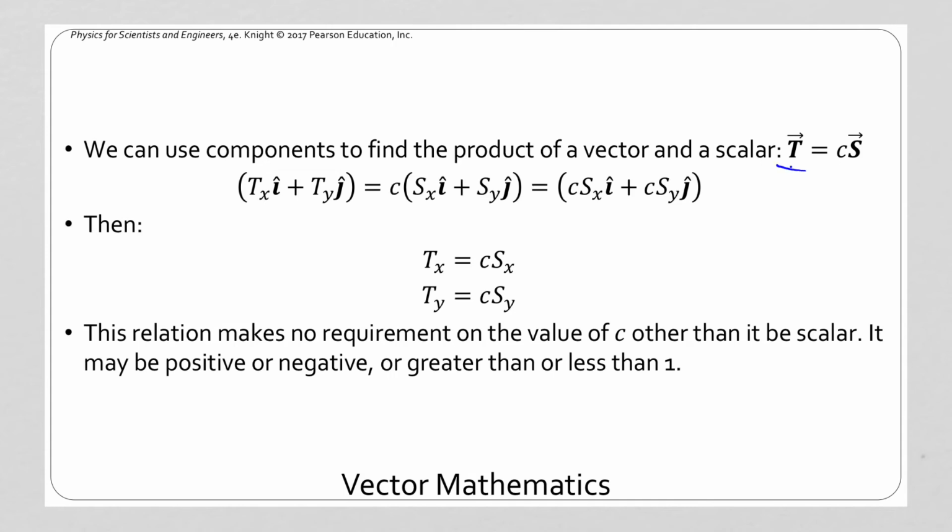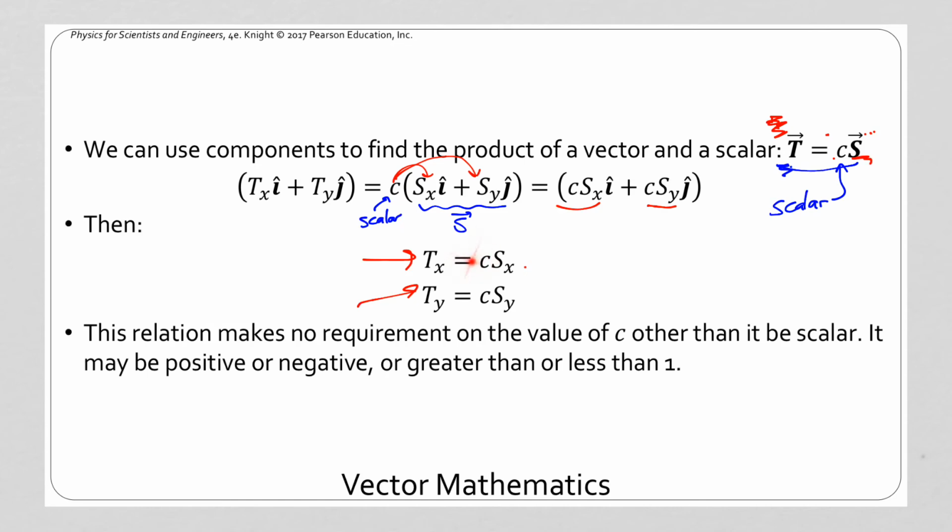If we are multiplying by a scalar, so here we have vector t is some scalar, some number, c, times vector s, then this scalar c multiplying vector s, which we have broken up into its components, is just going to distribute into that vector, and it will show up in both of our terms. And thus, the x component of t is the scalar times the x component of s. The y component of t is the scalar times the y component of s. If we are multiplying the vector by a scalar, we're just multiplying all of the components by that same scalar because we're distributing the scalar into the components.